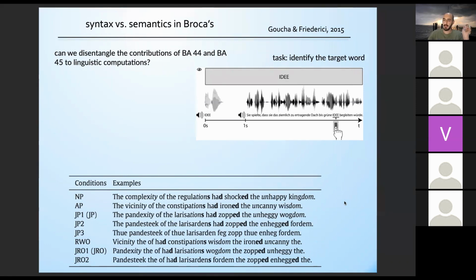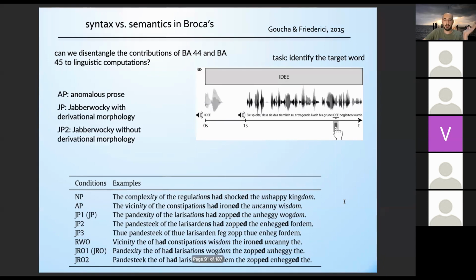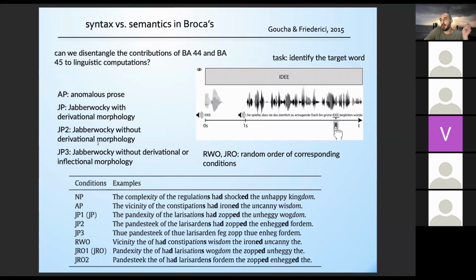So, and then what they did: AP, anomalous prose, Jabberwocky with derivational morphology, Jabberwocky without derivational morphology, and Jabberwocky without derivational or inflectional morphology, okay? So inflectional morphology is the inflection of the verbs, the nouns. Derivational morphology is those kinds of operations that you use to create nouns out of verbs and stuff like this, okay? Right. And then the random word order as a control, okay?